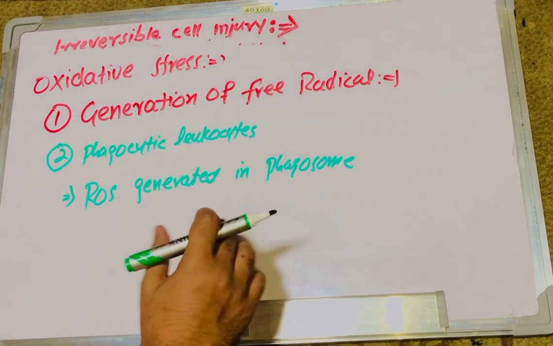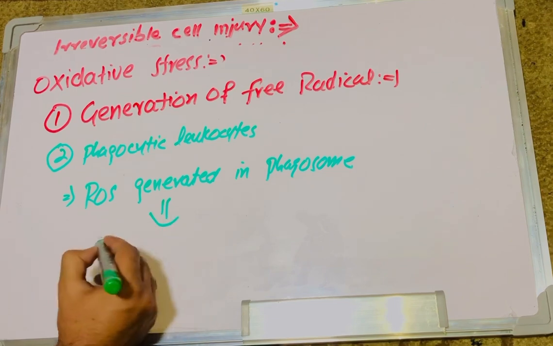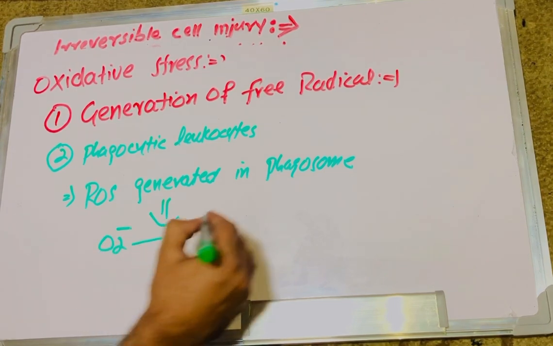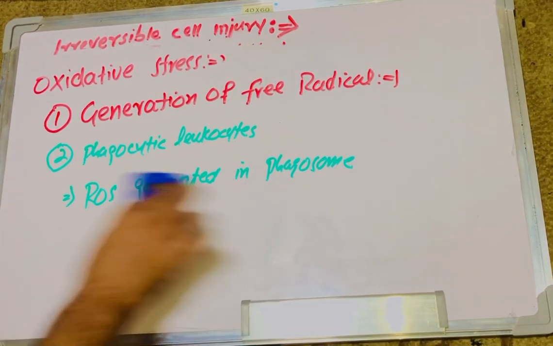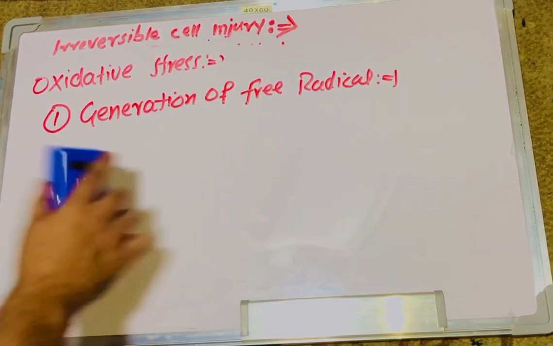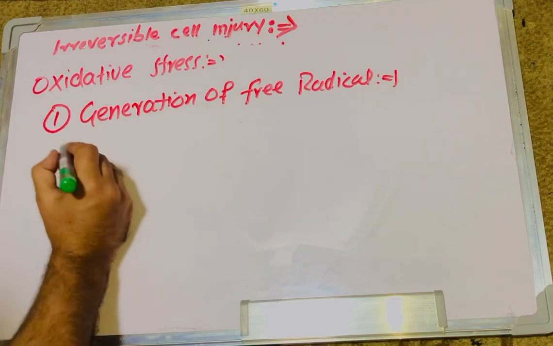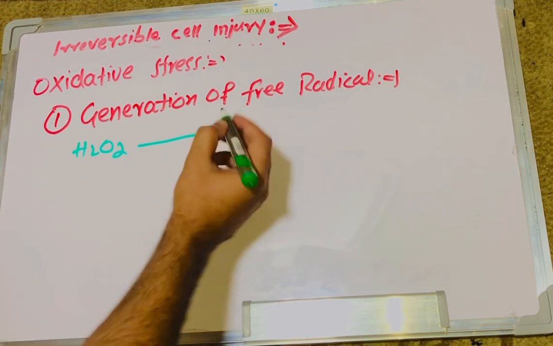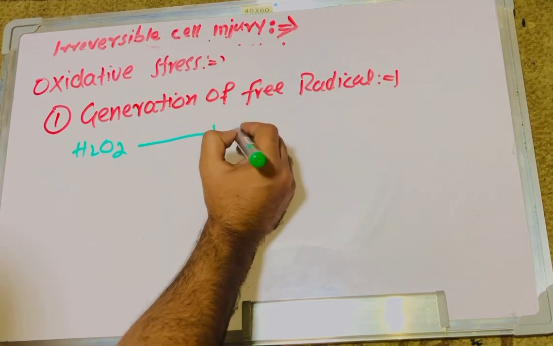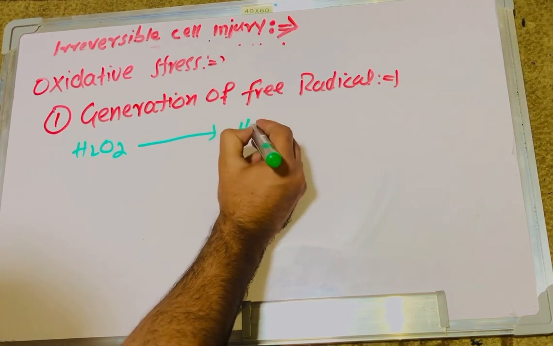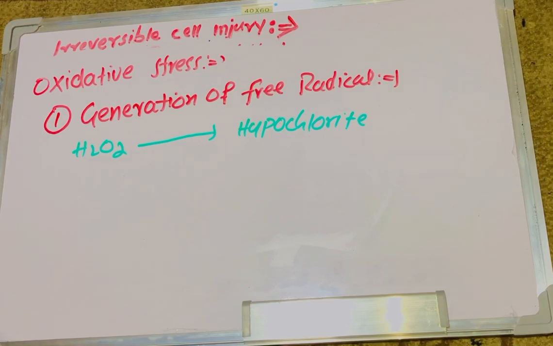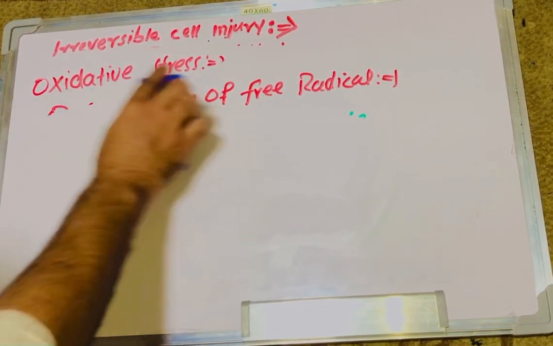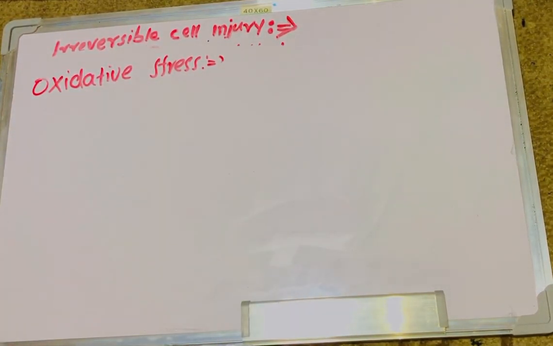So the phagosome membrane contains certain enzymes that catalyze superoxide and convert superoxide into hydrogen peroxide. Then hydrogen peroxide, in the presence of the myeloperoxidase enzyme which is present in the leukocyte, is converted into hypochlorite. This is how the free radicals are generated, and we also know that in inflammation the leukocytes also release free radicals.